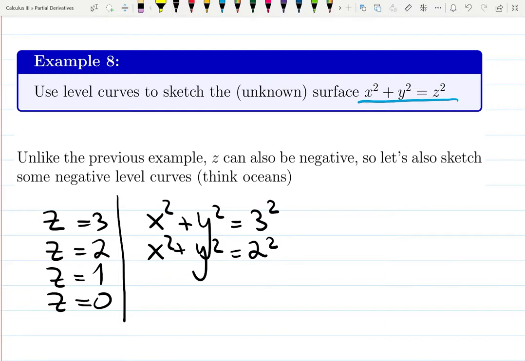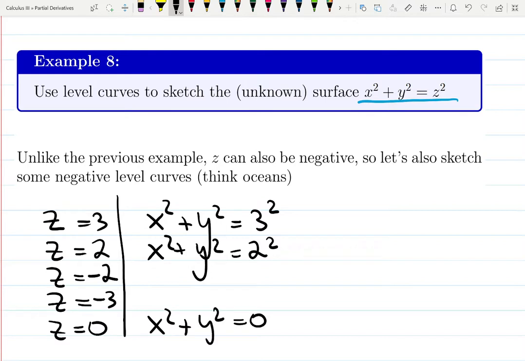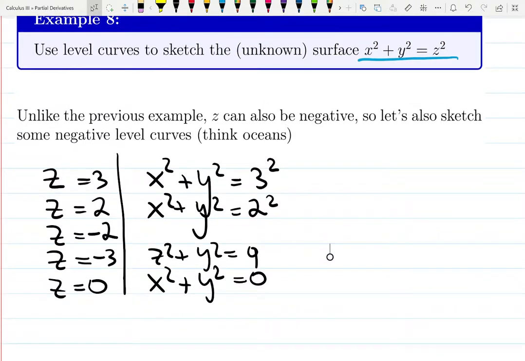But wait, why keep choosing positive? Let's choose something negative. Minus 2 and minus 3 and 0. It should be fine, don't worry. Minus 3 squared is still 9, right? And so on. So what are these? These are still circles, but they just go up and down.